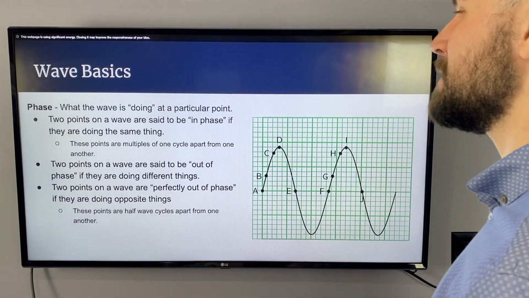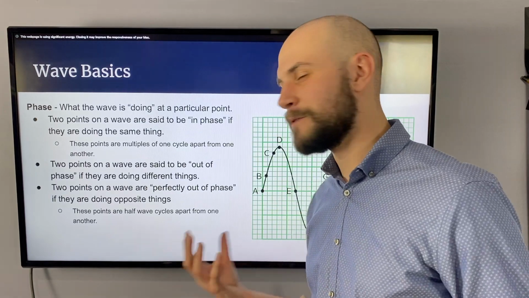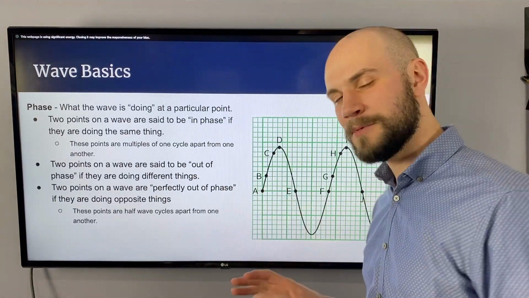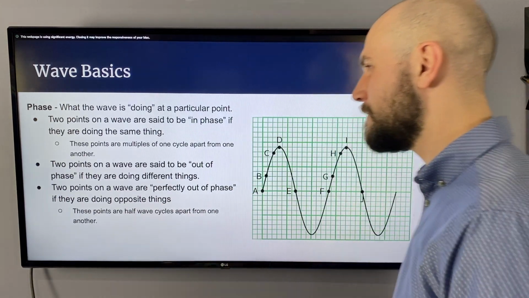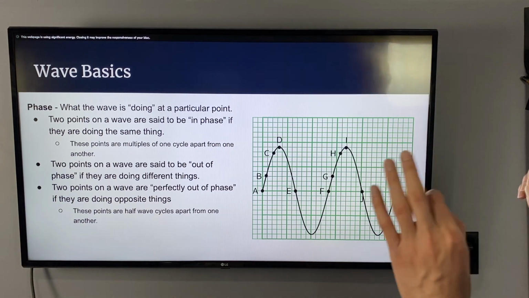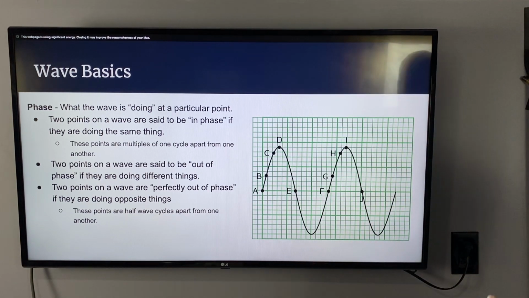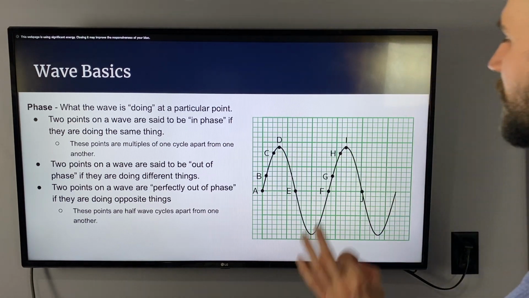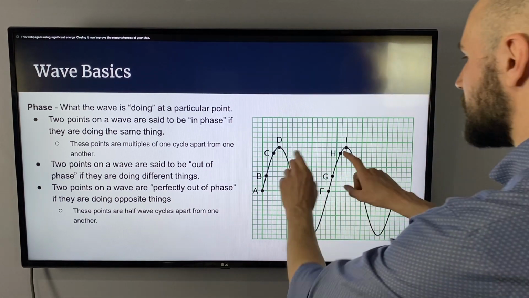Now notice this isn't really a super formal definition of what phase is, but this is how I understand phase, and I feel like this more informal definition will help you better understand what's going on. What is the wave doing at that point? If they're doing the same thing, the 2 points are said to be in phase. Point D and point I are in phase because they're both crests on this wave.